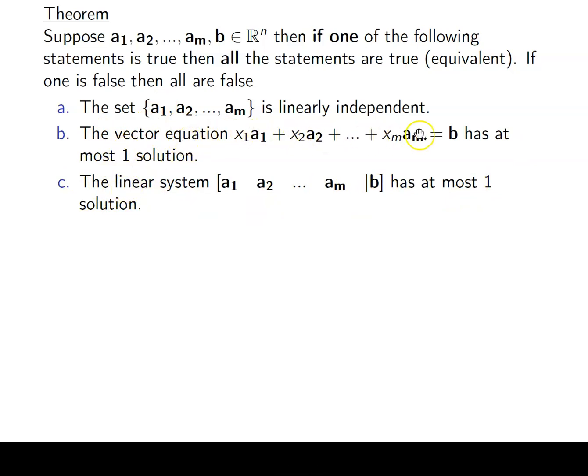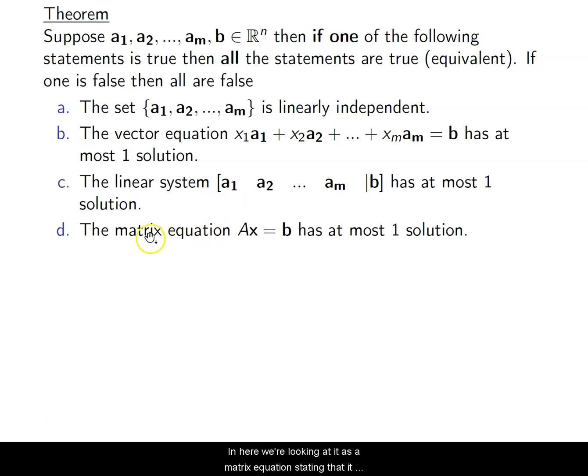One we're looking at as a vector equation, the other as a system of equations in augmented matrix form. And here we're looking at it as a matrix equation, saying that it has at most one solution. So these three are really all equivalent ways of looking at the same system of equations. Okay? So this is going to lead us to what we call the big theorem.